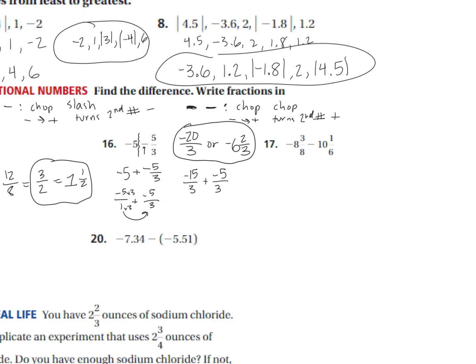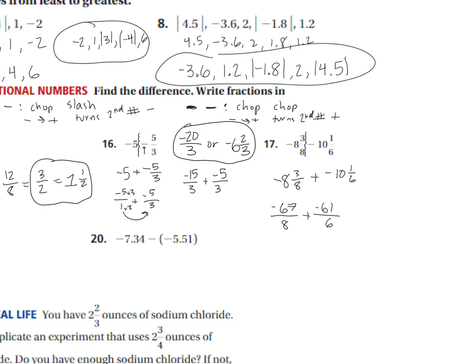All right, number 17. Take a look. We've got subtraction going on. I only see 1 after, so this is a chop slash situation. Okay. Chop slash to this. There we are. We've got to convert these into improper fractions. 8 times 8, 64, plus 3 is 67. Keep your negative, don't drop it out. 10 times 6 is 60, plus 1 is 61. Don't drop your negative.